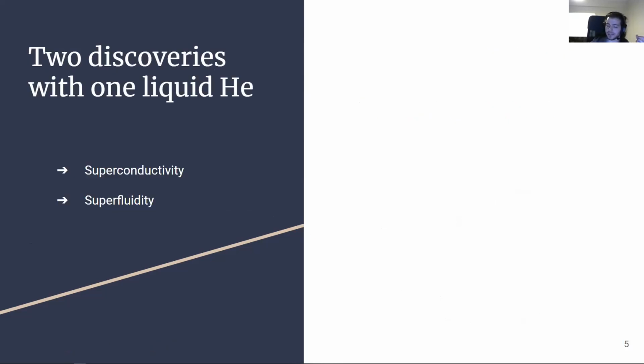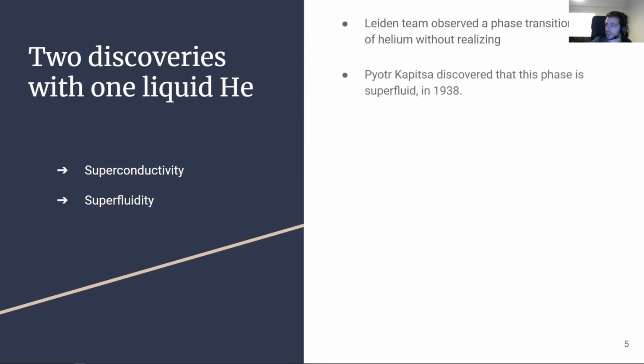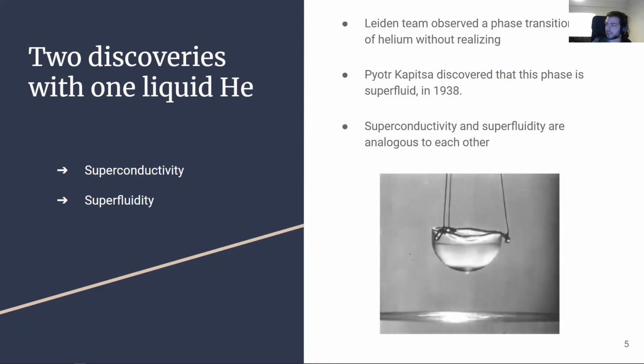So the Leiden team actually made 2 discoveries, without realizing one of them. Yes, they did discover superconductivity, and when they liquefied helium below some temperature, they also observed a phase transition of helium without realizing. Later in history, Pyotr Kapitza discovered that this phase is actually a superfluid, and these phases are analogous with each other in many ways. We shall mention how they are analogous in a few slides.